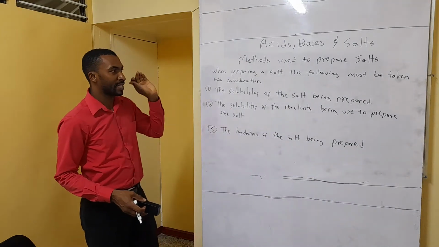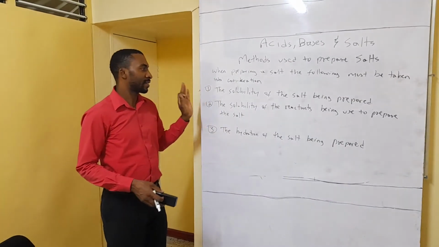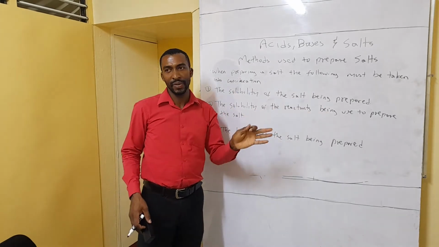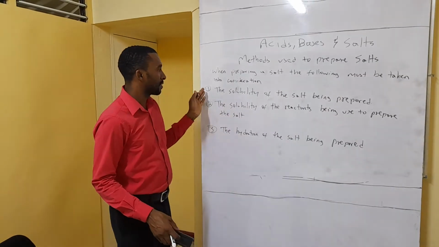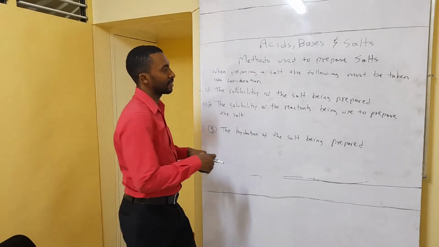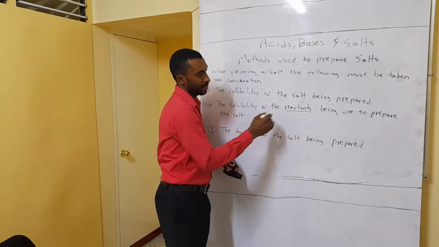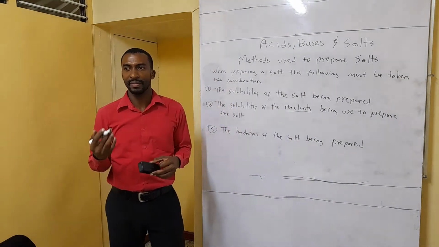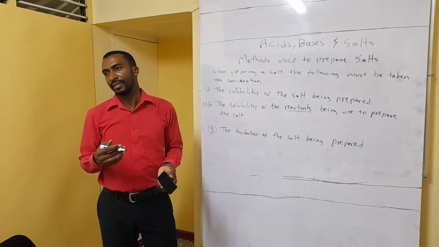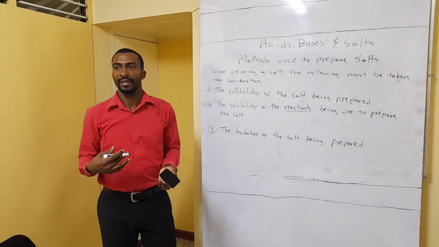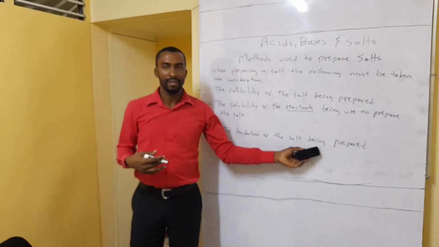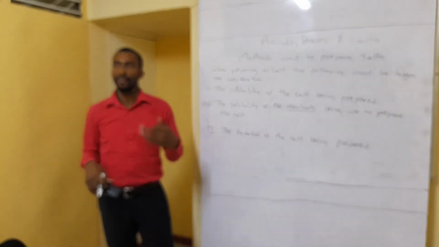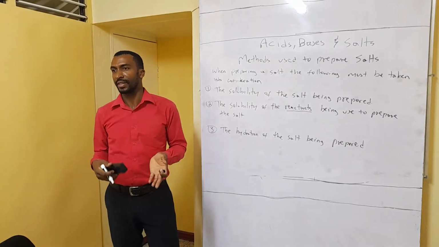So when we are preparing a salt, we have to take into consideration the solubility of the salt being prepared, so whether the salt is soluble or insoluble. Alright? We also have to take into consideration the solubility of the reactants used. So whether the acid or whether the base is soluble or insoluble. Alright? Good. And also whether the salt being prepared would require water of crystallization or not.